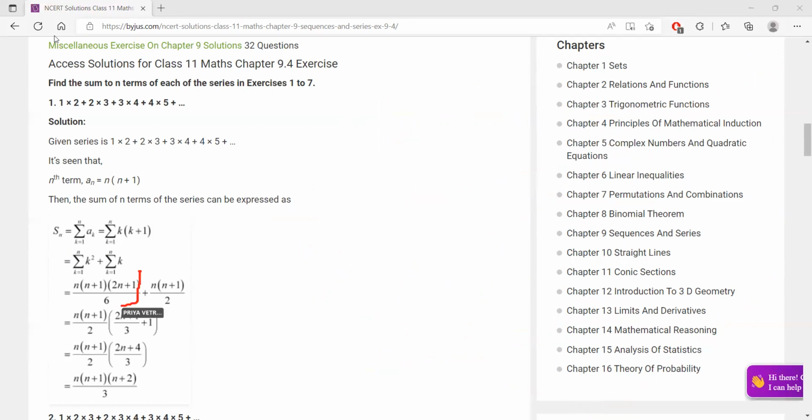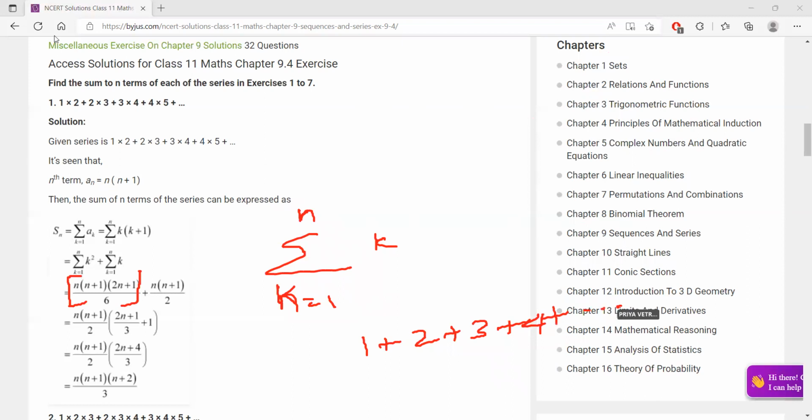So this is the formula for sum of the square terms. Summation n equal to 1 to, summation k equal to 1 to n, and you have k here. What does it mean? You will substitute 1, you will substitute 2, you will substitute 3, you will substitute 4, and so on. It will go up to n.